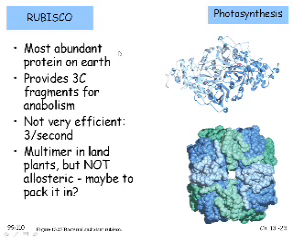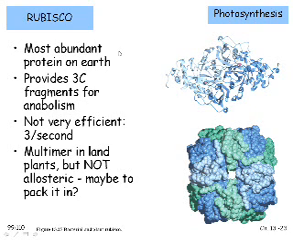Rubisco is the most abundant protein on Earth. There's more of it than anything else you can think of. And it is the thing that provides the 3-carbon fragments that can be used for all the rest of metabolism. The 3-carbon fragments will end up in sugar, they'll end up in amino acids, they'll end up in lipids, they'll end up in nucleotides. All of them eventually come traceable back to Rubisco.